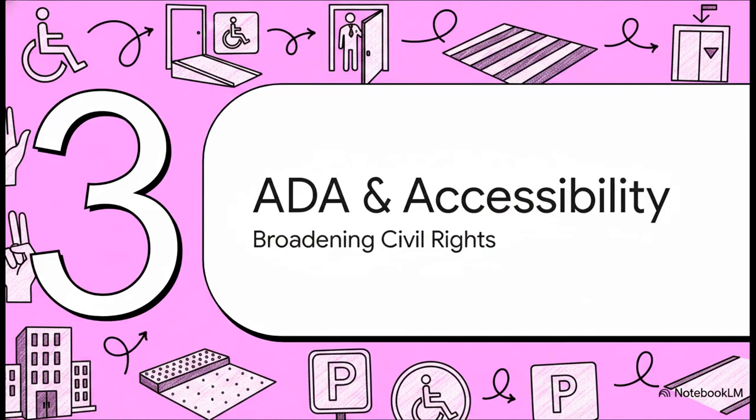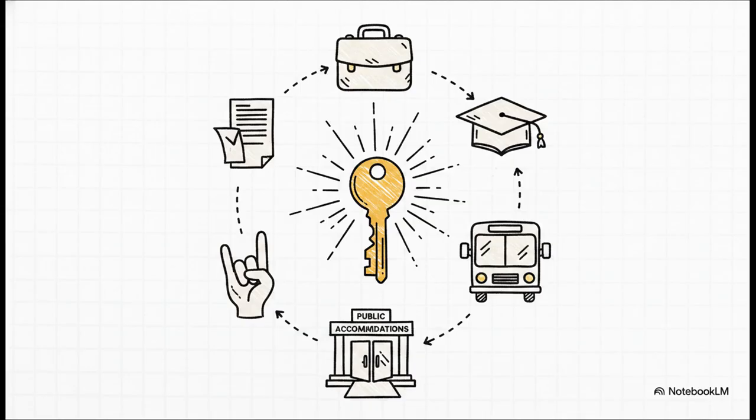Moving to Section 3, the ADA and accessibility, broadening civil rights in public life. Building on the momentum of the 70s, we get the Americans with Disabilities Act of 1990. And wow, this fundamentally reshaped American life. It prohibits discrimination across the board: employment, education, transportation, public accommodations, government services, basically the whole shebang. It mandated that society itself had to adapt to ensure folks with disabilities have equal access to everyday life.